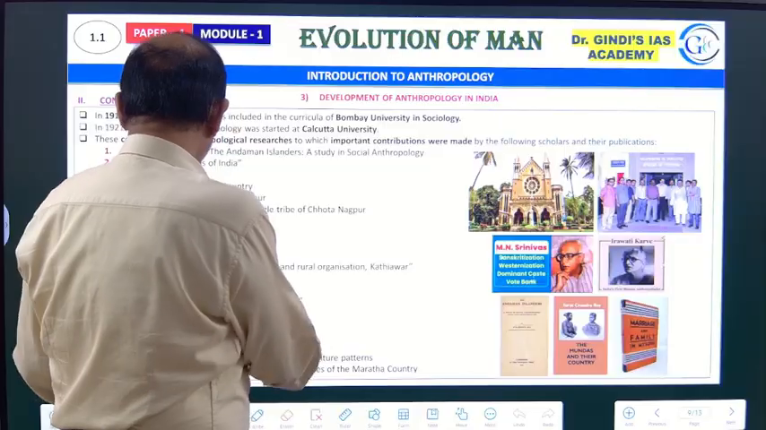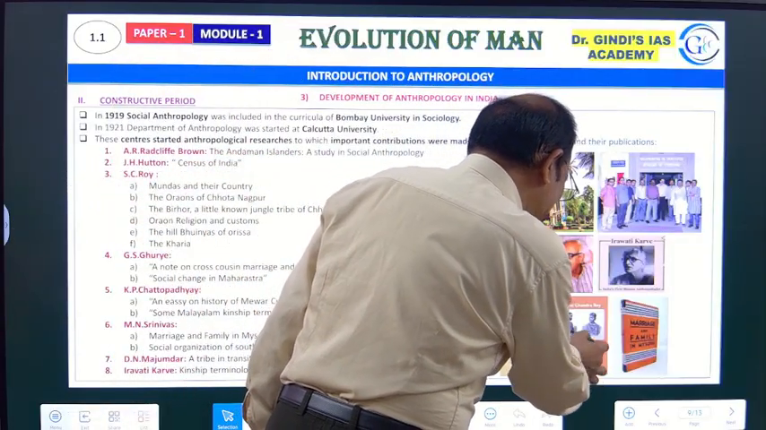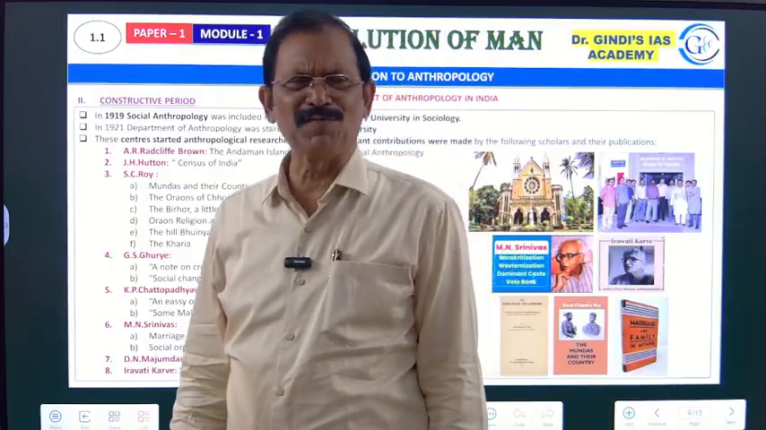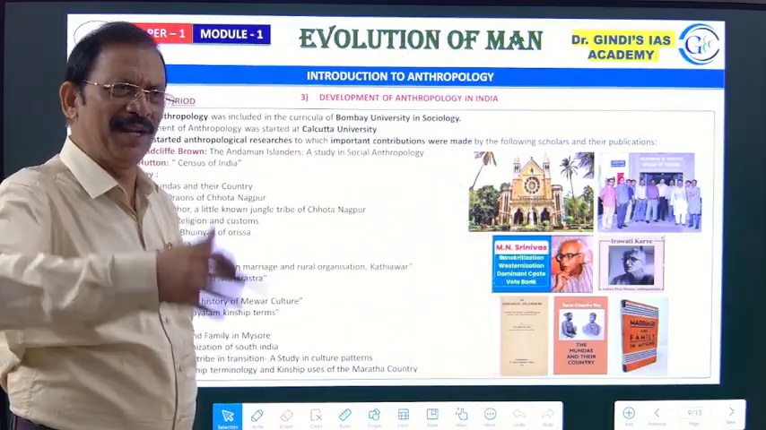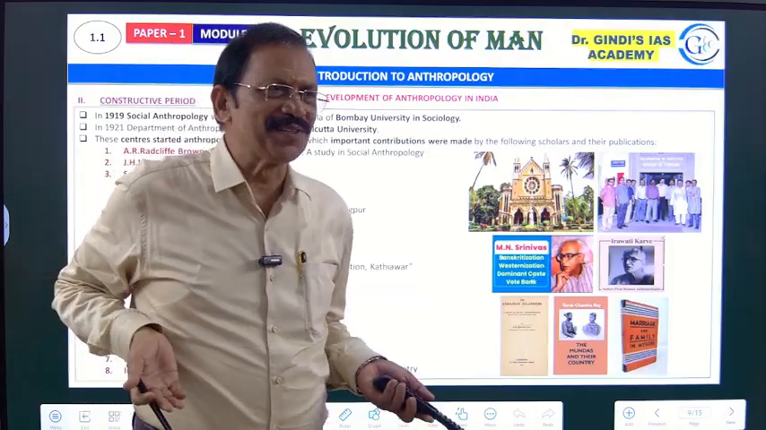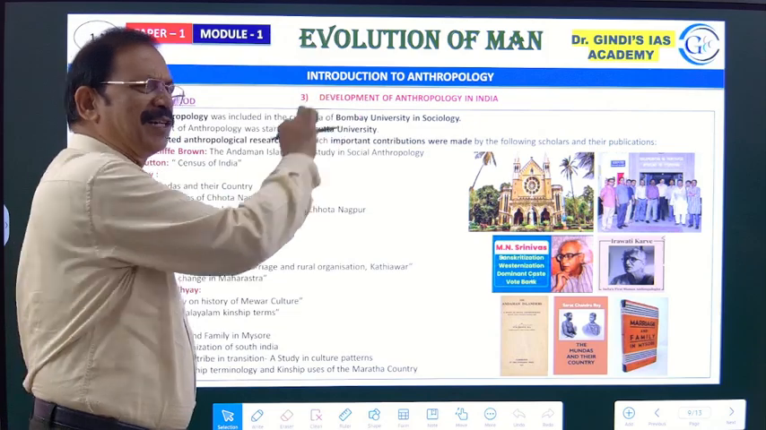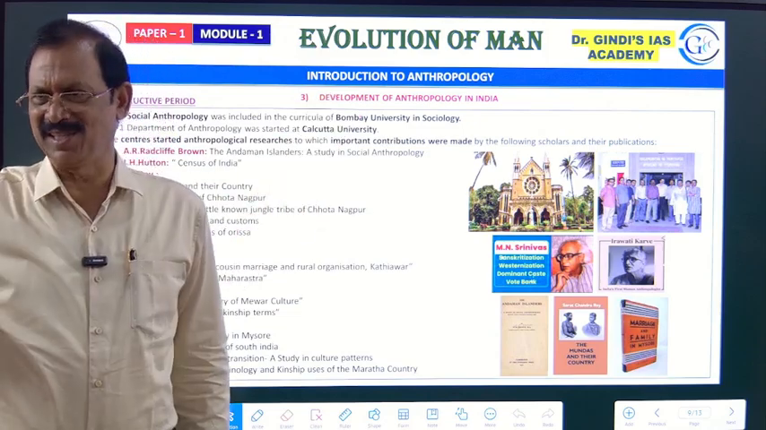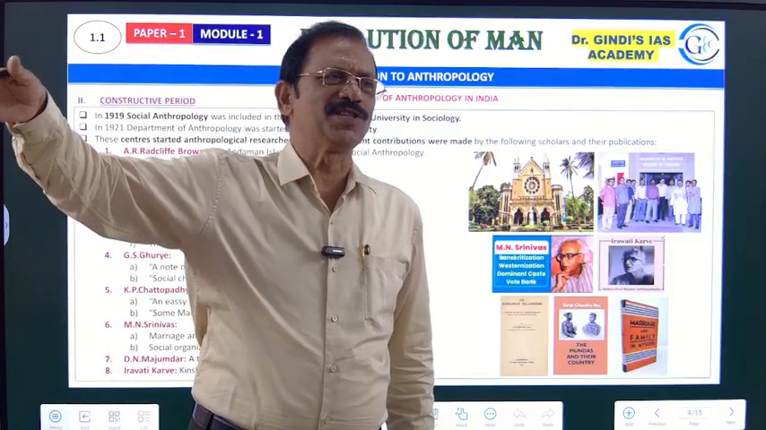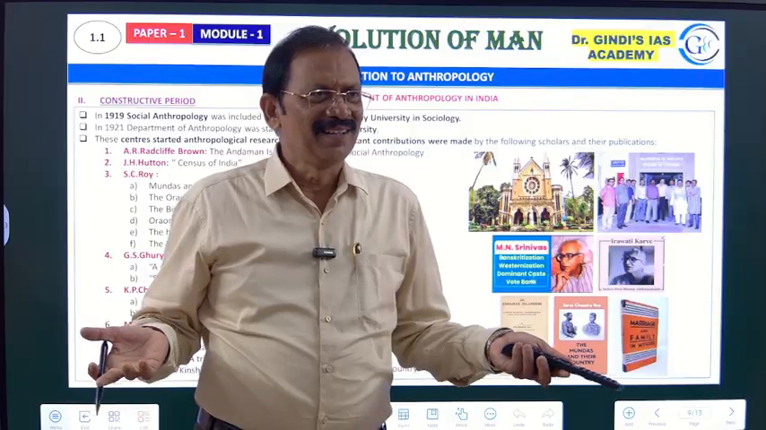So like this, if you see, a number of monographs: Andaman Islanders, Sarat Chandra Roy, the Mundas and their country, marriage and family. So different monographs, different handbooks, different publications have been contributed by so many Indian anthropologists. That was the constructive period. Why? Because it happened with the establishment of separate departments in the universities, with the inclusion of anthropology in the curricula of sociology, and then the starting of an exclusive department for anthropology.